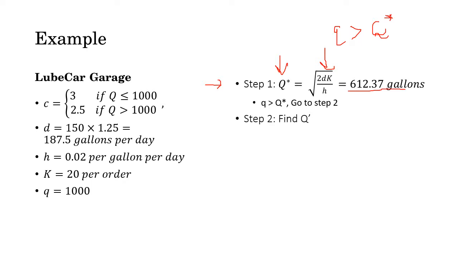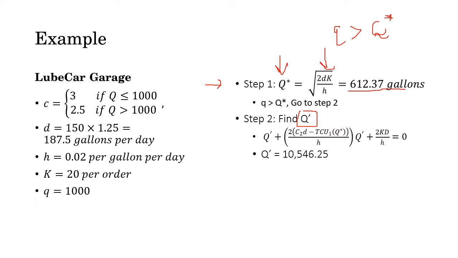Then we find Q prime using this formula. You can just substitute the values and find out Q prime. You can pause the video, and you should get the value of Q prime to be 10,546.25.